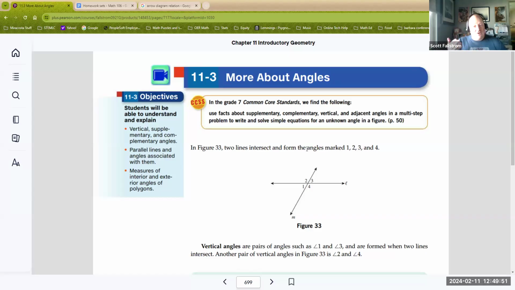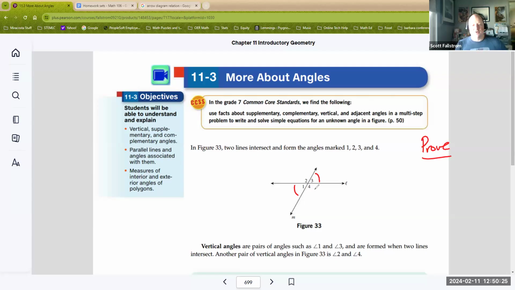In order to solve equations about an unknown angle, we have to know some facts about them. So let's take a look at what we have here. We start off with two lines intersecting. When you have two lines intersecting, you will form four angles. And what's great about these angles is that they look very similar. As you can see here, it looks like angles 1 and 3 look very, very similar. What we're learning in geometry is that just because it looks that way doesn't mean it has to be that way. We want to be able to prove this.